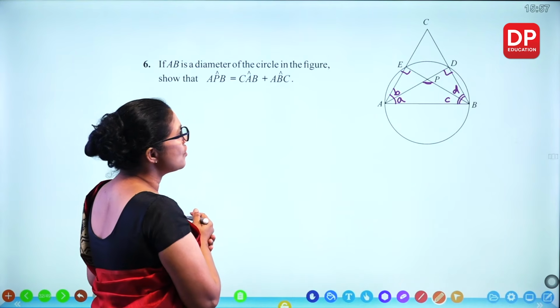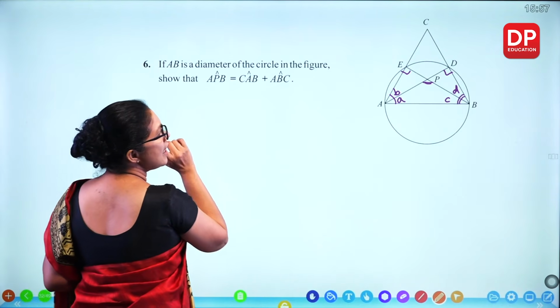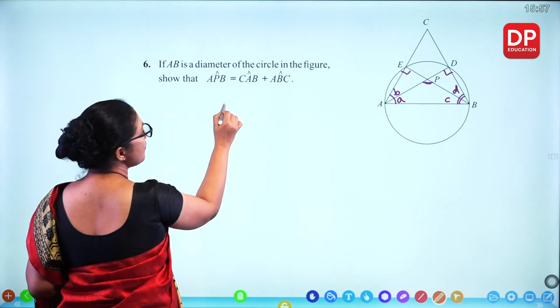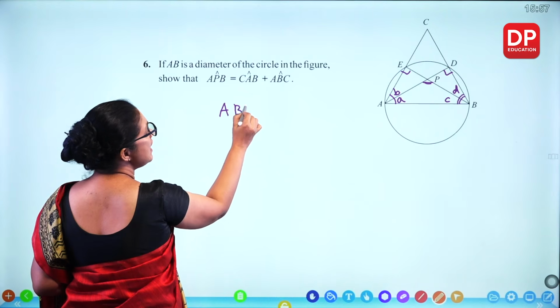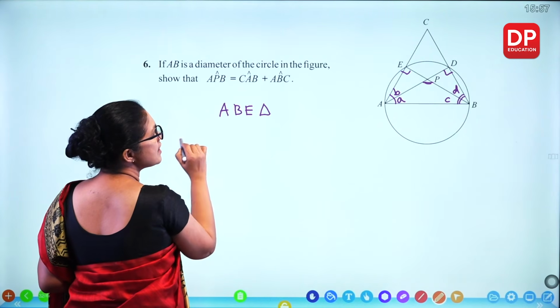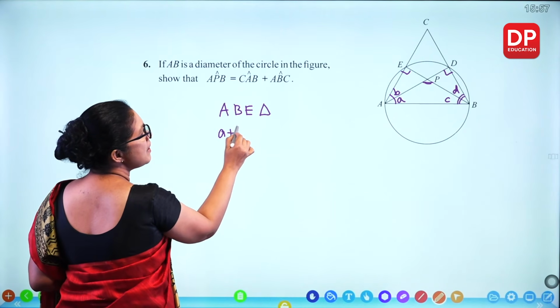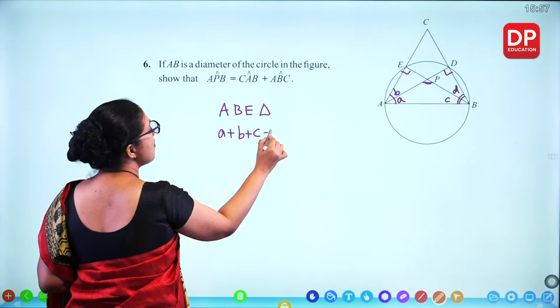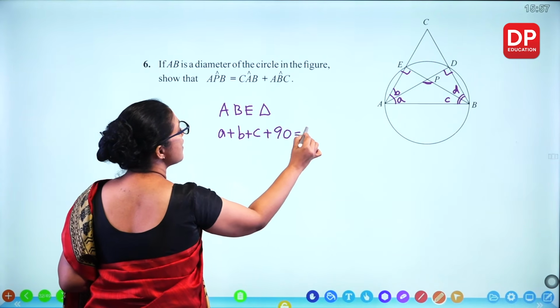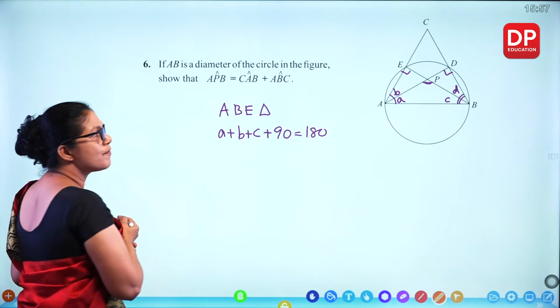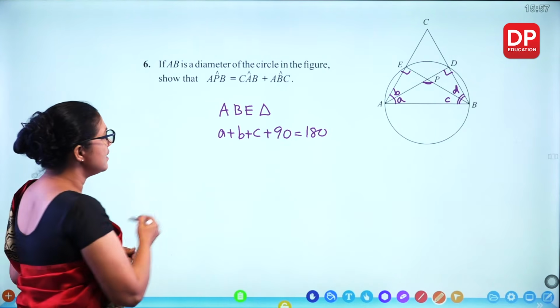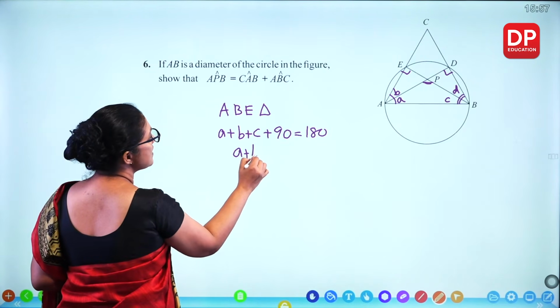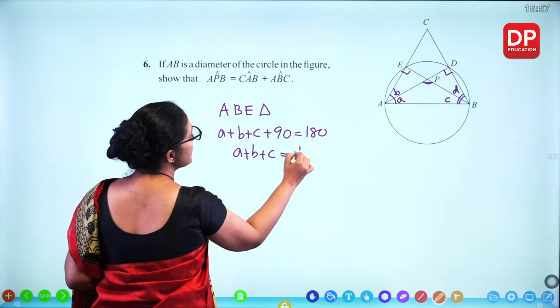So what's the relationship between ABC? From triangle ABE, I can write A plus B plus C plus 90 is 180, sum of angles in a triangle. So what is A plus B plus C? I get 90.